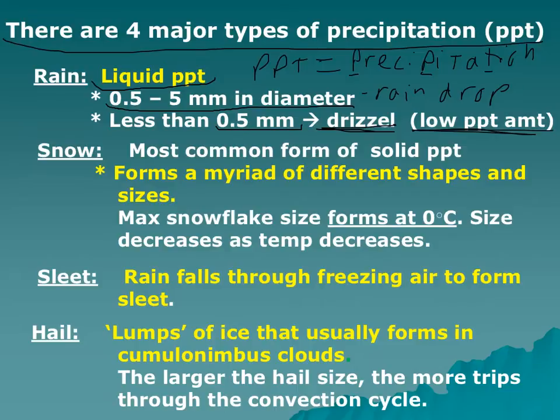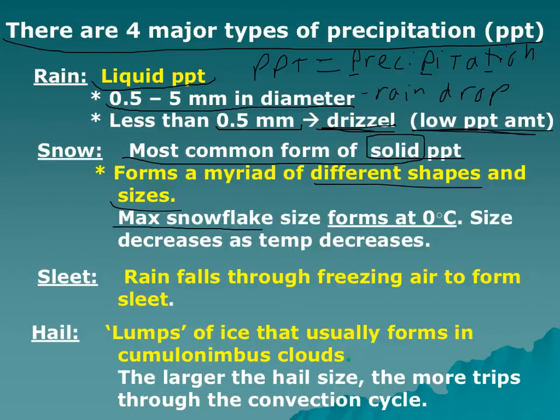Second type of precipitation is snow, and snow is the most common form of solid precipitation. Rain's the most common form of precipitation all the way around, but the most common form of solid precipitation is snow. It has a vast number of different shapes and sizes. No snowflake is exactly the same. You've all heard that before.